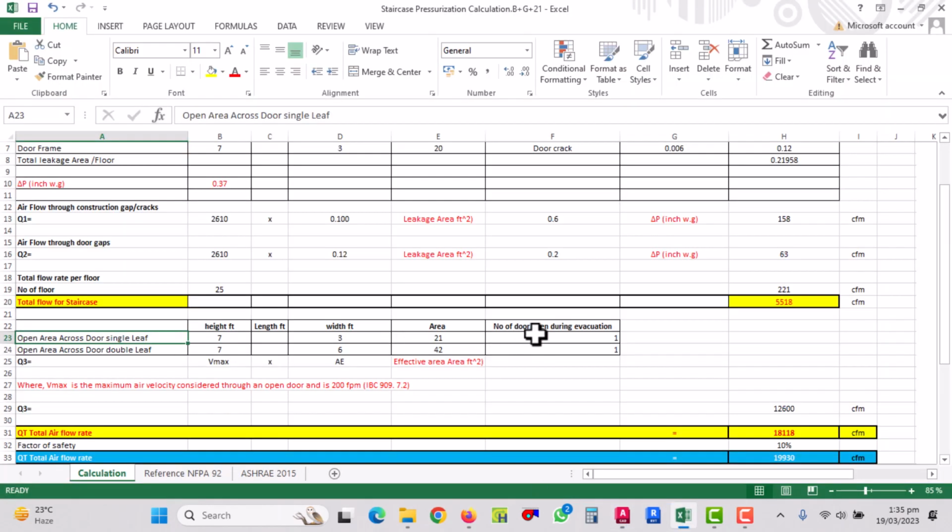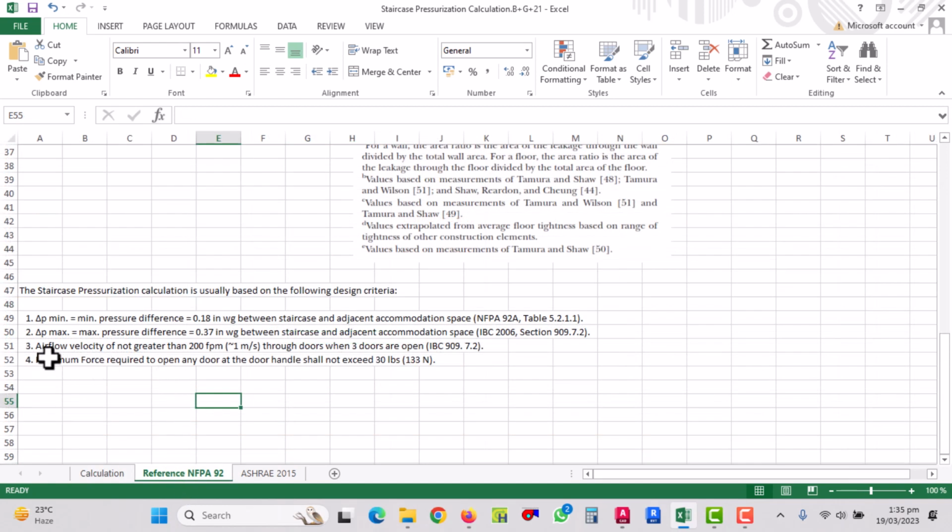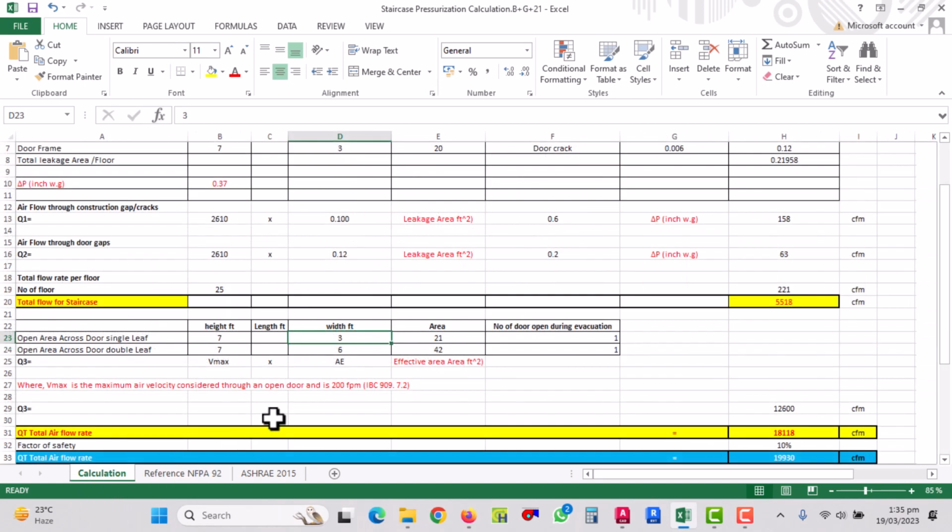So when you add these parameters, the Q3, which is the airflow when the door is open, here you can see airflow velocity of not greater than 200 fpm. We will consider 200 fpm maximum velocity when the door is open and the air flows to this door. IBC considers three doors during evacuation, but it depends on your requirement. There may be three doors open, but it's a practical example. I know how many doors I have which will be open during evacuation.